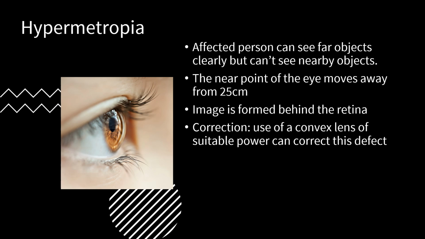Causes for this hypermetropia: the focal length of the eye lens becomes large, or the eyeball becomes too short so that the image is formed behind the retina. Hypermetropia can be corrected by using a convex lens of suitable power. This will bring back the image on the retina. Now let's go to the next slide.